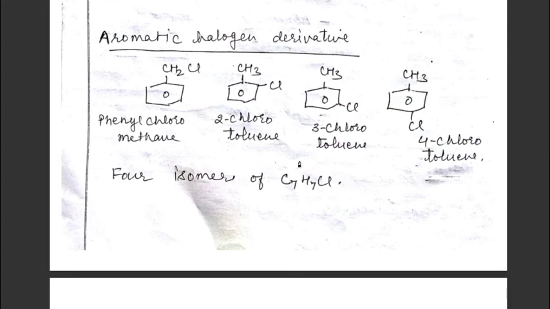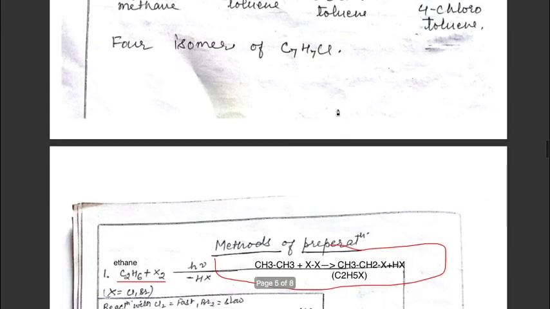Aryl halide derivatives also show isomerism. This compound is called as phenyl chloromethane, derivative of methane we can assume. It is 2-chlorotoluene, 3-chlorotoluene, 4-chlorotoluene. So these three are position isomers of each other. C7H7Cl, molecular formula of all these 4 compounds are same but structural formula is different, so all these 4 are isomers of each other.